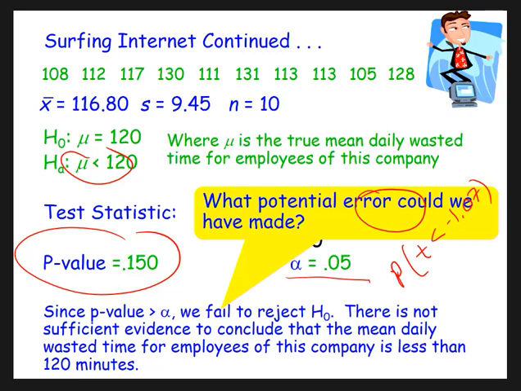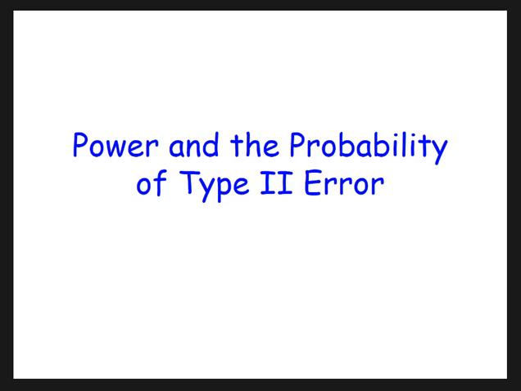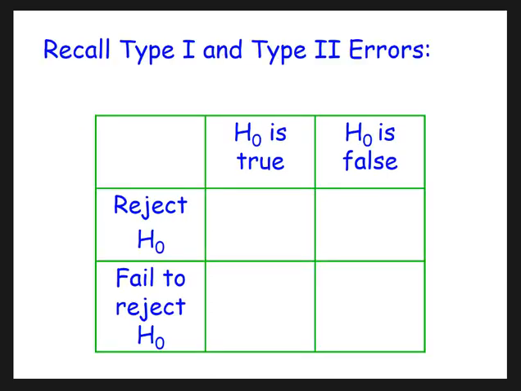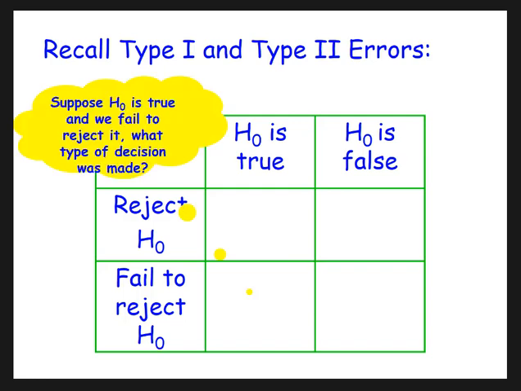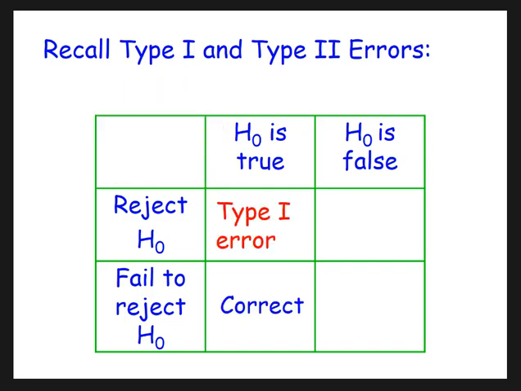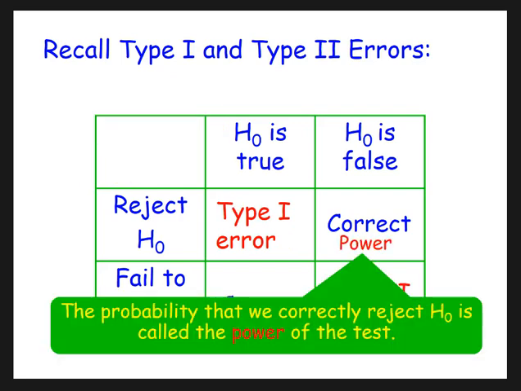So we failed to reject it. It is possible that it should have been rejected. This could possibly be a type 2 error. So the power of a test and the probability of a type 2 error. Now we've got this table here that showed us where our errors occurred. Being correct, the probability that we are correct is called the power of a test.